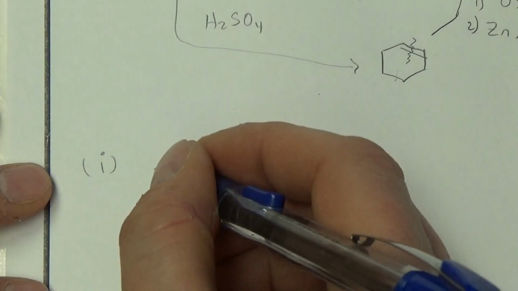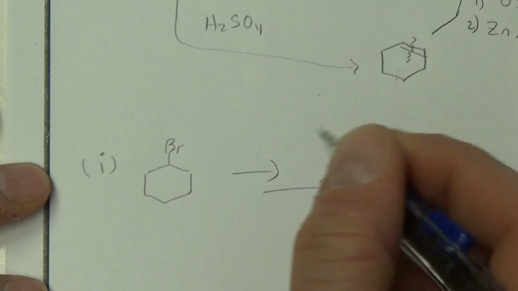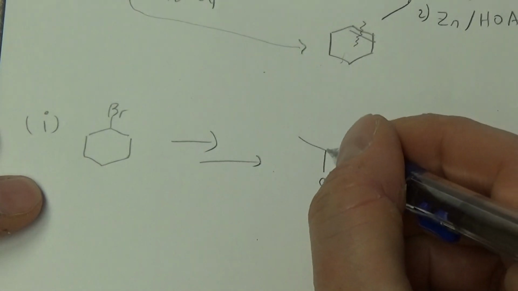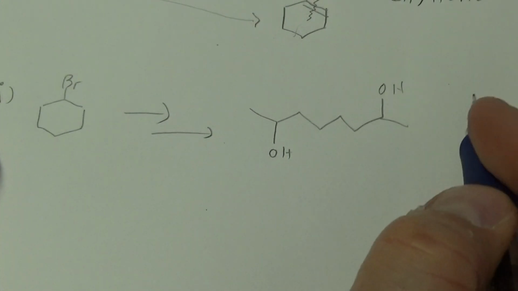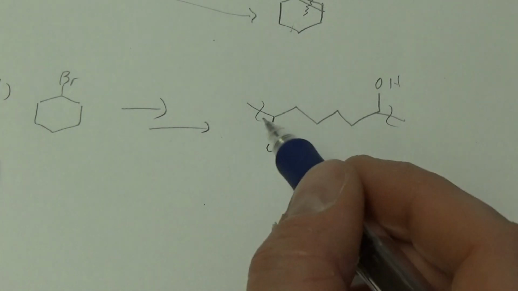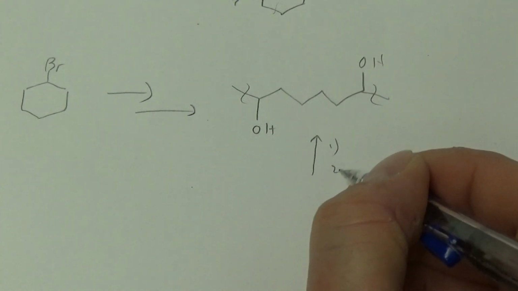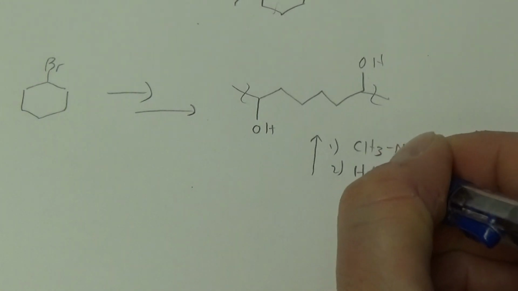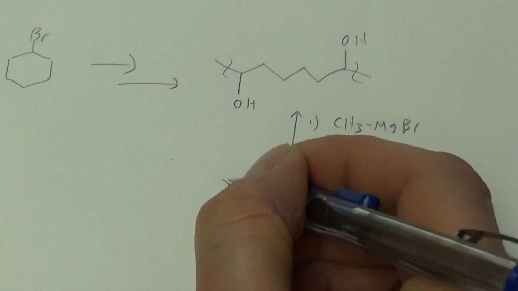So for I, it's a bromide, arrow, arrow, to the alcohol. Cool. So we make these two, we attach those two CH3s from the dialdehyde with CH3MgBr, water, and you can do that from the dialdehyde.